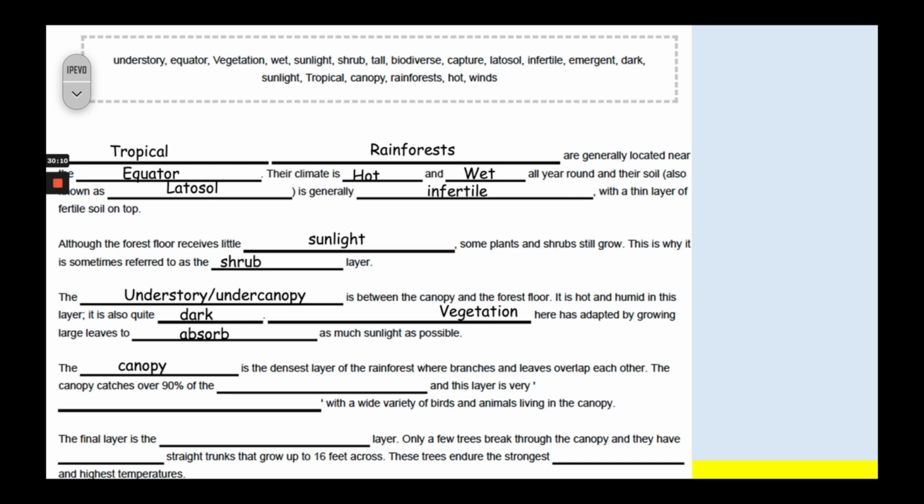The canopy is the densest layer of the rainforest, where branches and leaves overlap each other. The canopy catches 90% of the sunlight, and this layer is very biodiverse, with a wide variety of birds and animals living in the canopy. The final layer is the emergent layer. Only a few trees break through the canopy, and they have tall, straight trunks that grow up to 16 feet across. These trees endure the strongest winds and highest temperatures.